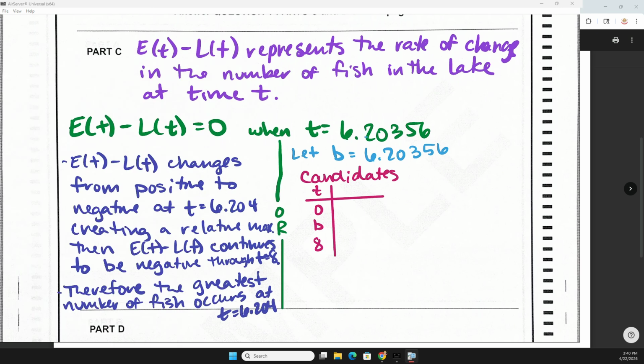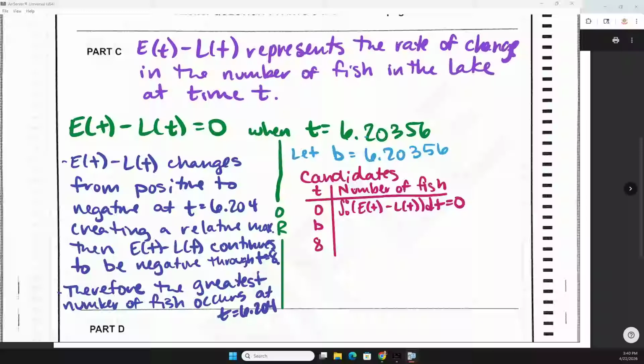All right, and then in the second column, we're finding the maximum number of fish, so it is going to be the number of fish. Okay, so I have the rate at which the number of fish is changing. And so if I want to find the number of fish, I'm going to do the integral. Now this first one is kind of weird. The integral is going to be from 0 to 0 of E of t minus L of t dt. And that obviously is going to be 0, so we start off with 0.